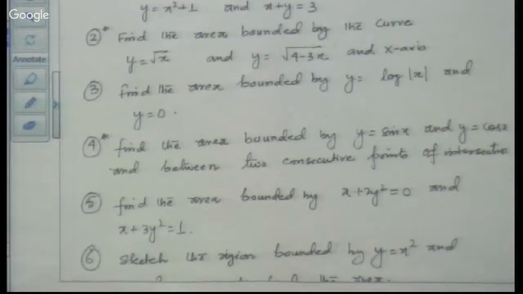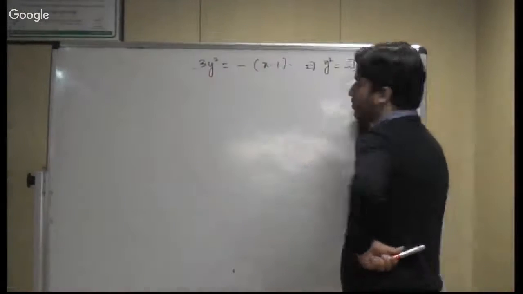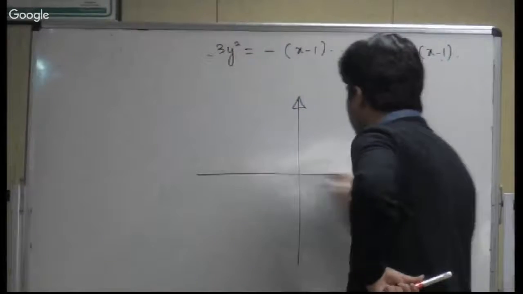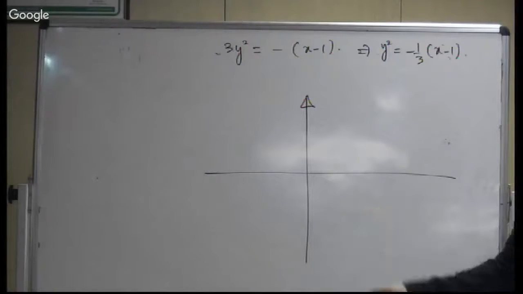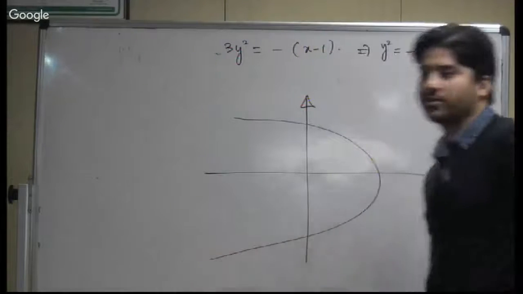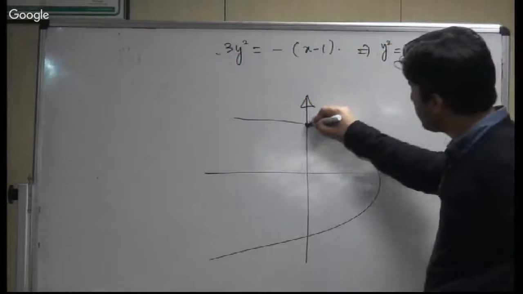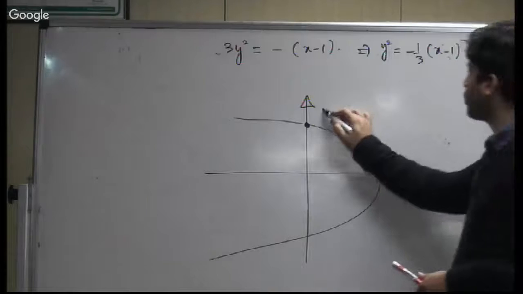If you see, this is 3y square is equal to minus of x minus 1, right? It is nothing but y square is equal to minus 1 by 3 of x minus 1. This is the parabola, so I'm just going to draw it. The vertex has been shifted to 1, 0 and it is in this shape. It will be something like this. And this point, I want my x to be 0, so it turns out to be 1 by 3, so y is 1 by root 3.